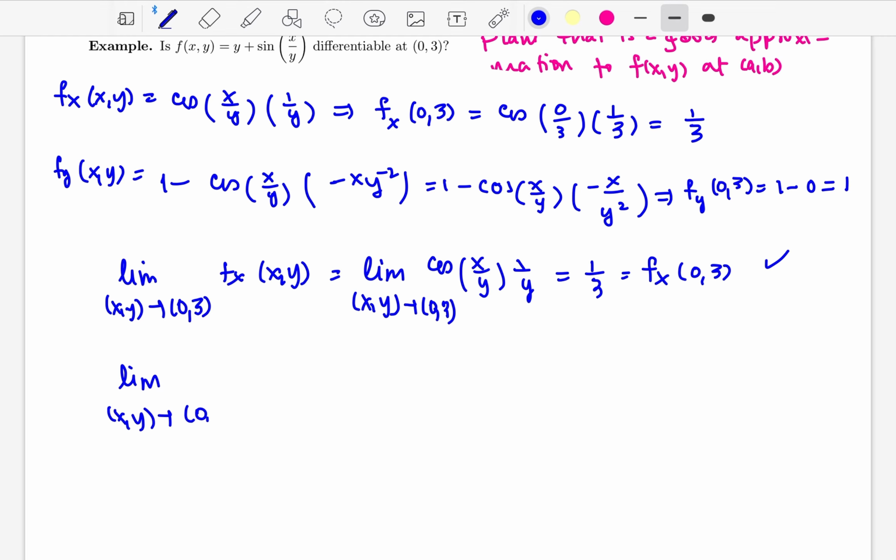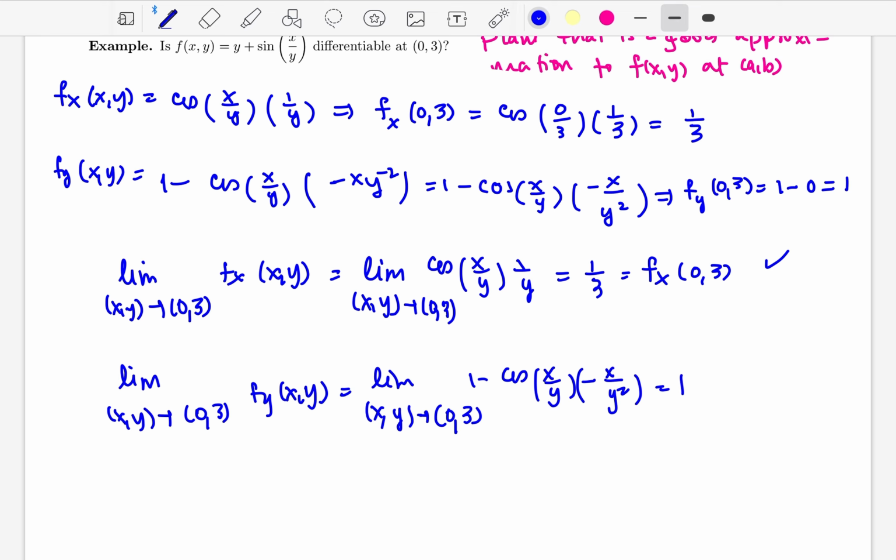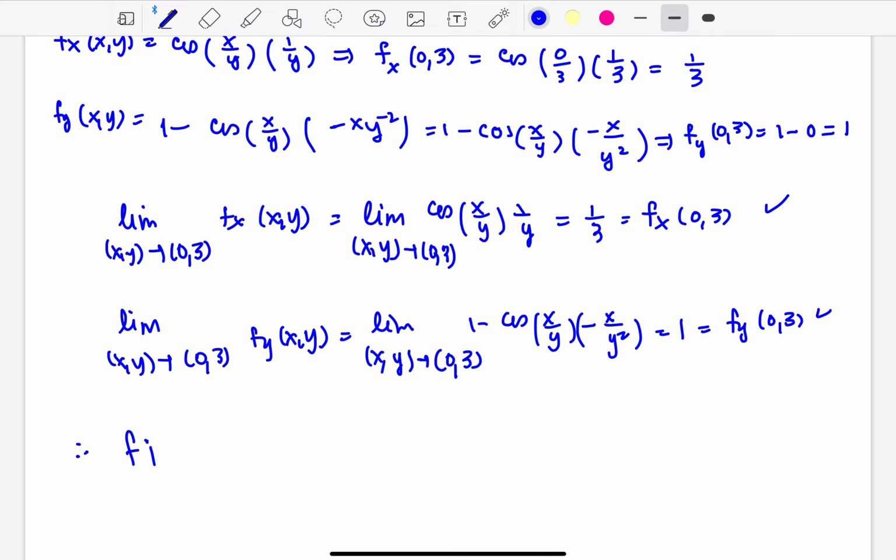This goes to (0, 3), and then f_y(x, y). As a rule of thumb, if you have one and only one definition, if we're not talking about a piecewise defined function, this is pretty straightforward. The derivative is 1 minus cosine of x over y times negative x over y squared, which is equal to 1, the partial evaluated at (0, 3). So that means that f is differentiable at (0, 3). Perfection.